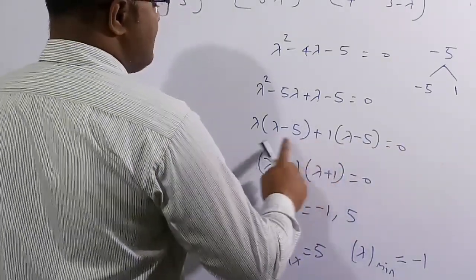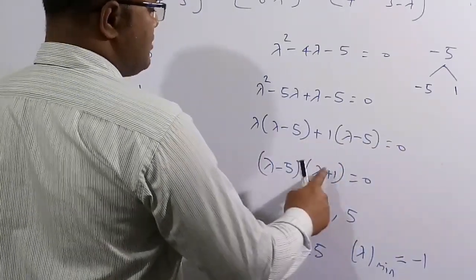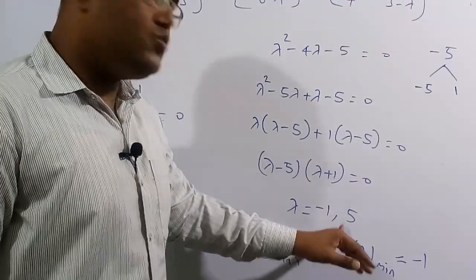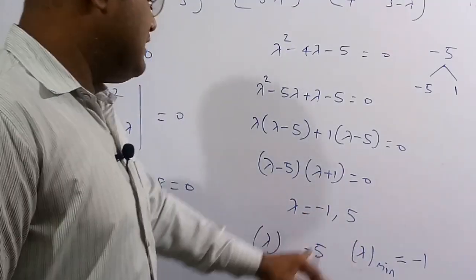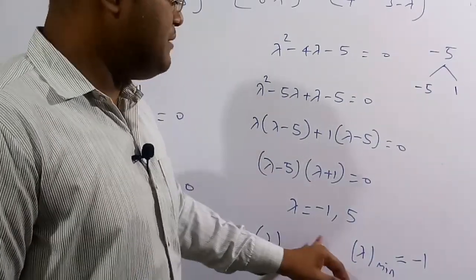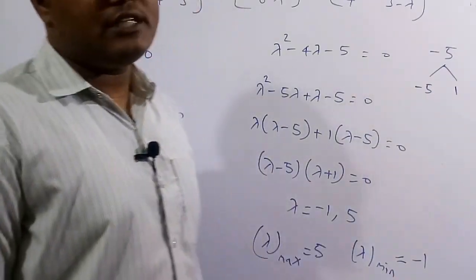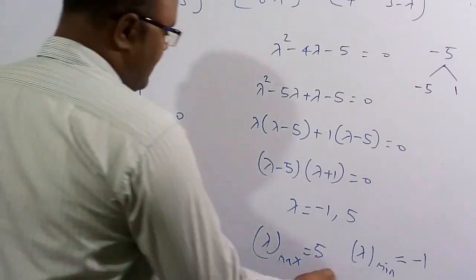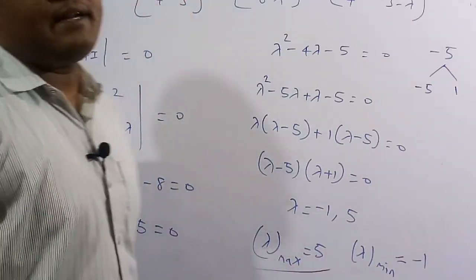And in these two terms lambda minus 5 is common. So therefore (lambda minus 5) into (lambda plus 1). So lambda is equal to minus 1 and 5. So these two are the eigenvalues. Out of this, the maximum eigenvalue is 5 and the minimum eigenvalue is minus 1. In the question they have asked only for the maximum eigenvalue. So therefore 5 is the maximum eigenvalue of this matrix.